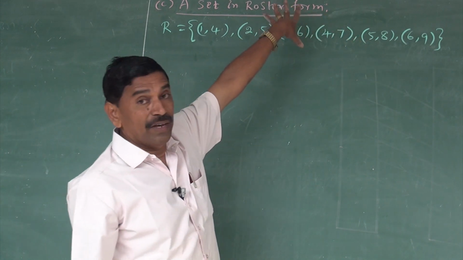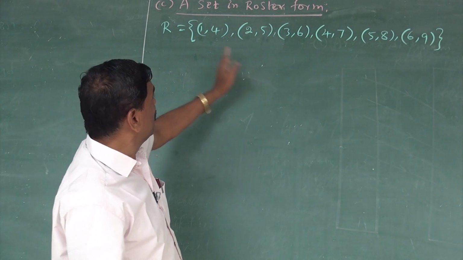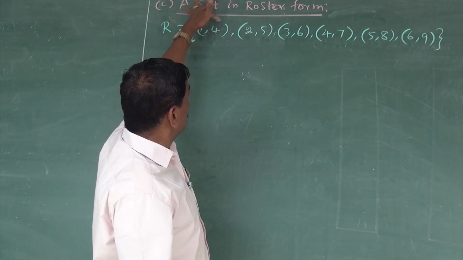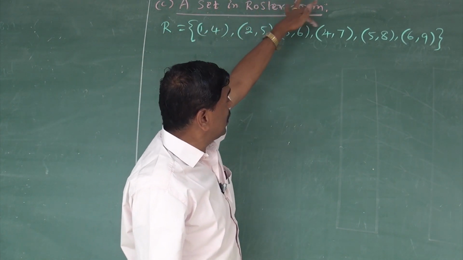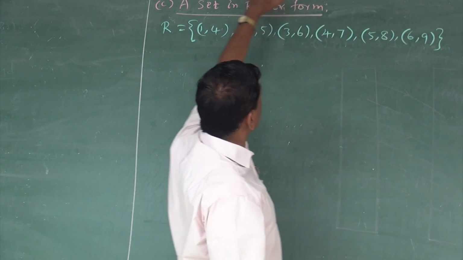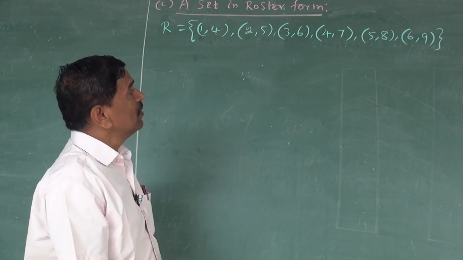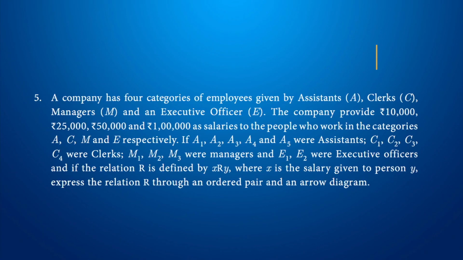And any idea to recall? Yes, yesterday I told you, D comma R, domain and range. So from this relation we can find the domain and range easily.